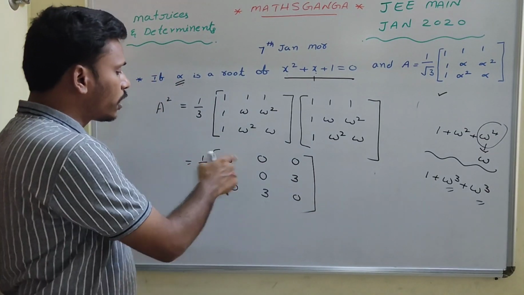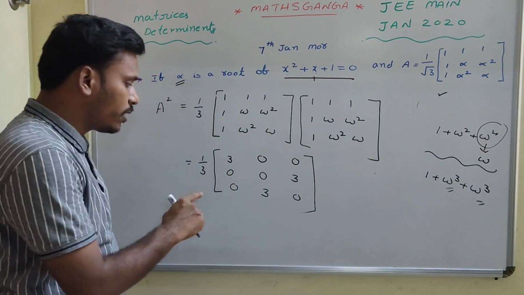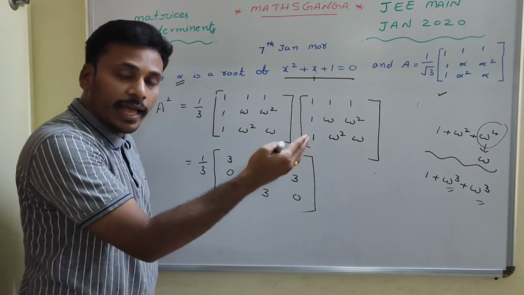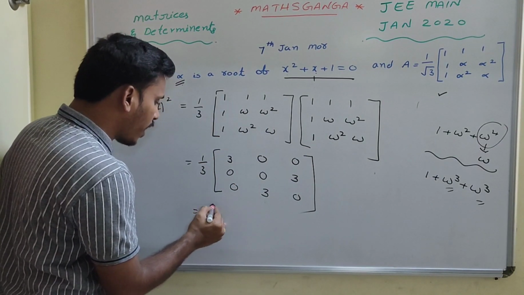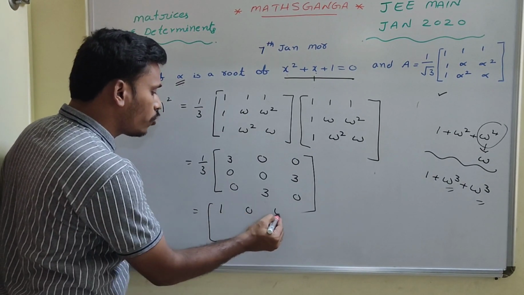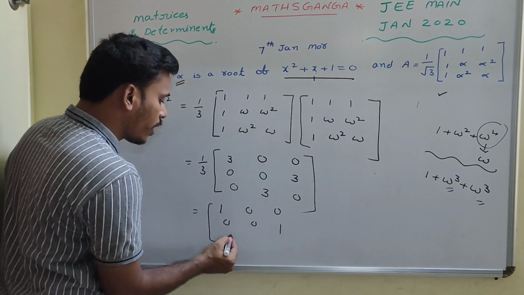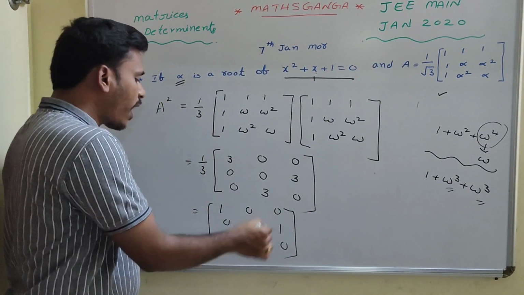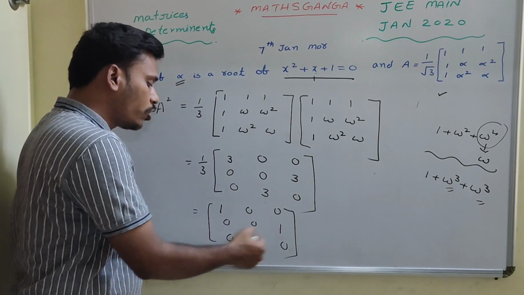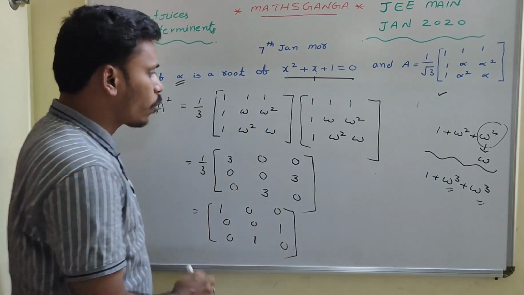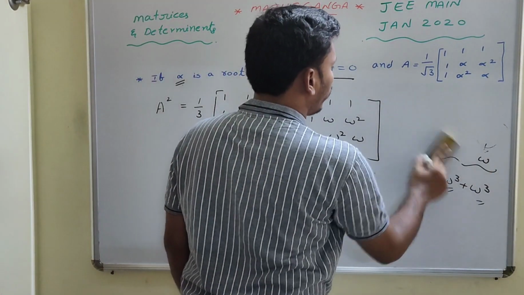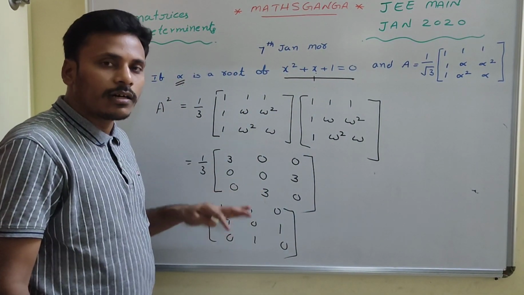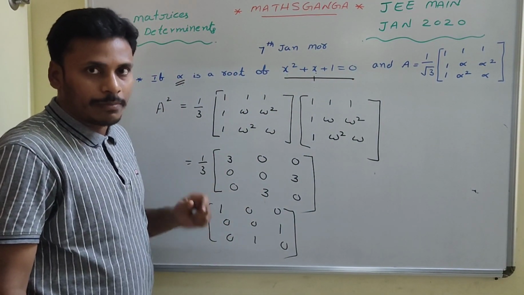Look there. We have the entries 3, 0, 0; 0, 0, 3; and 0, 3, 0. If you apply this 1 by 3 to each and every element of the matrix, then it becomes like this: 3 by 3 is 1, so 1, 0, 0; 0, 0, 1; and 0, 1, 0. At the end, A square is 1, 0, 0; 0, 0, 1; 0, 1, 0. This is not the identity actually. It is somewhat different from the identity, but the rows look like the rows of the identity matrix.